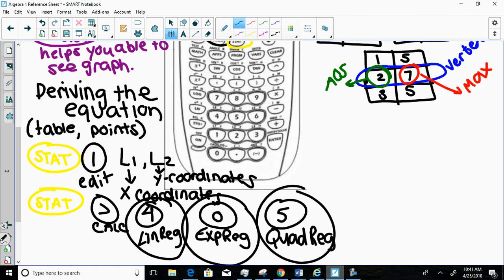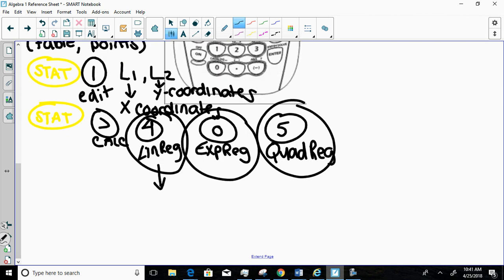What does this give you? The correlation coefficient. You only need it for this one. What letter is the correlation coefficient? R. Just R, not R squared. You'll learn that in Algebra 2 or pre-calculus.